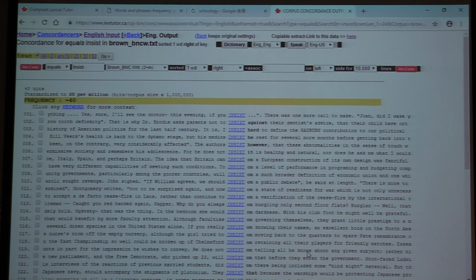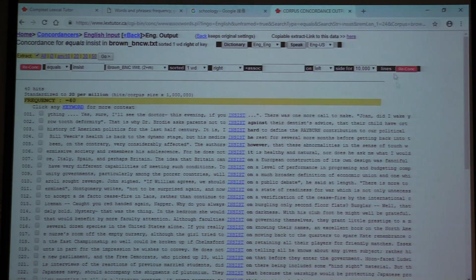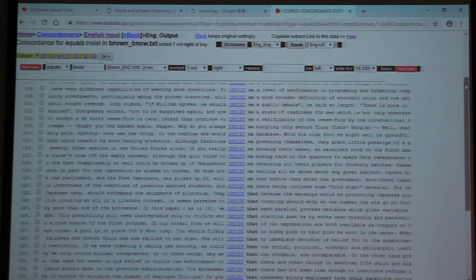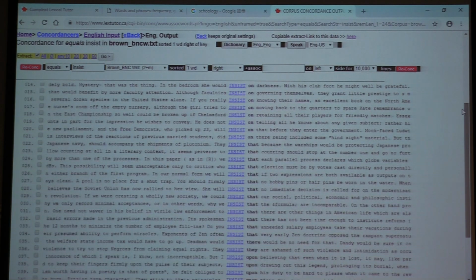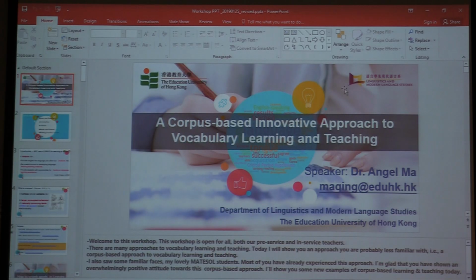You see, you get many concordance lines. Each of the lines is selected from a different text. You can click and you will see the original text. So now can you tell me the use pattern of insist as a verb? You can see the results very clearly, right? Insist on something, insist that, and insist upon something. So the results are very clear.